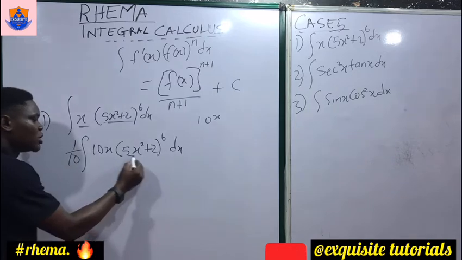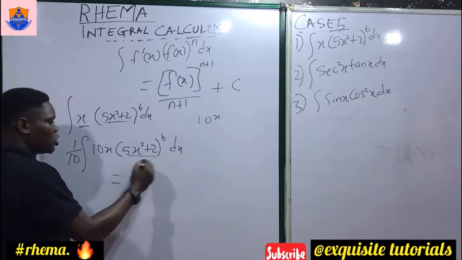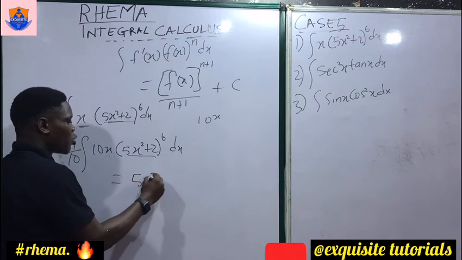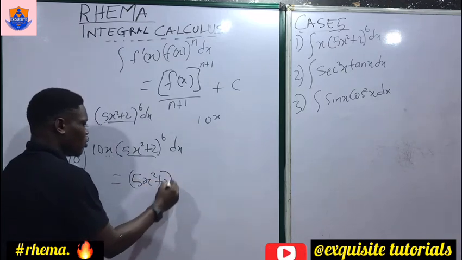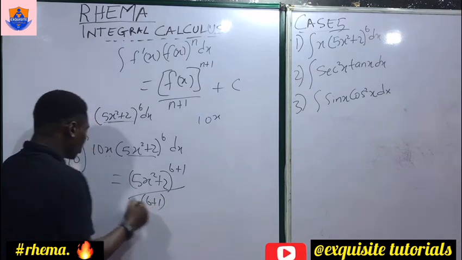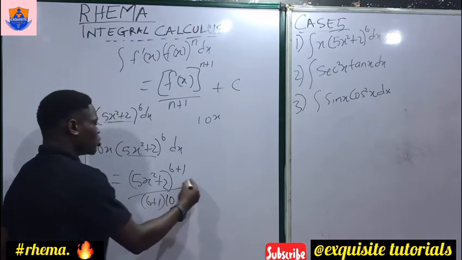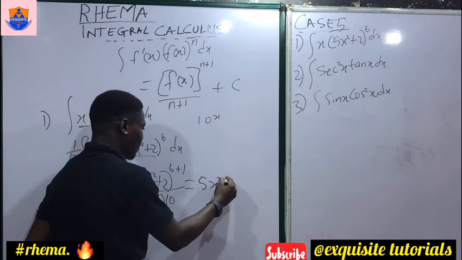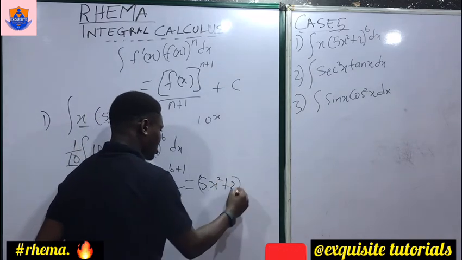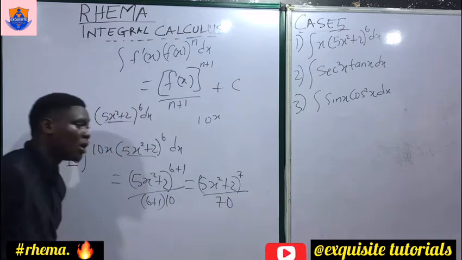Now when I differentiate this part, I will get this. So I strictly just use the formula f of x, which is just this, 5x squared plus 2 raised to the power 6 plus 1 all over 6 plus 1. But don't forget there is a 10 here, so I have times 10. So this is 5x squared plus 2 raised to the power 7 all over 70. And this will be our final answer.